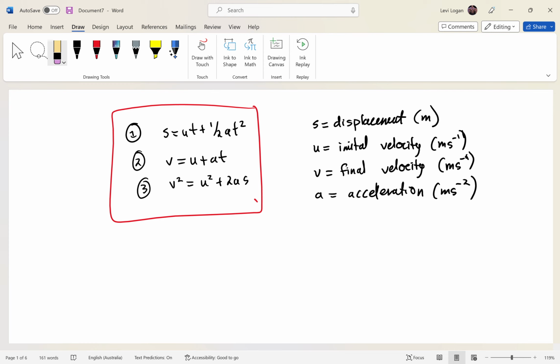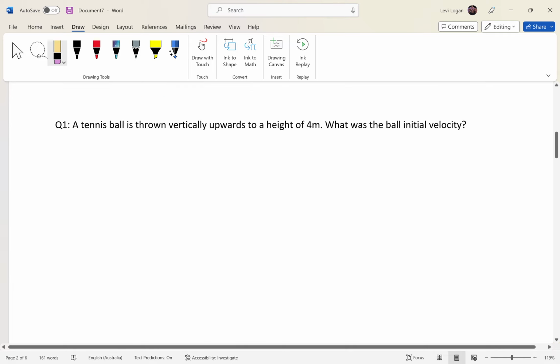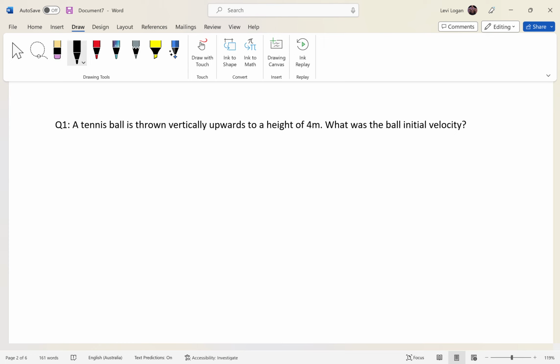Okay, so let's get straight into our first question. A tennis ball is thrown vertically upwards to a height of 4 meters. What is the ball's initial velocity? So let's just have an idea of what's actually going on. We have someone here, and they've thrown a tennis ball, and it's gone up, and it's coming back down, right? And the distance it's gone up here is 4 meters. We want to know the initial velocity of the ball.